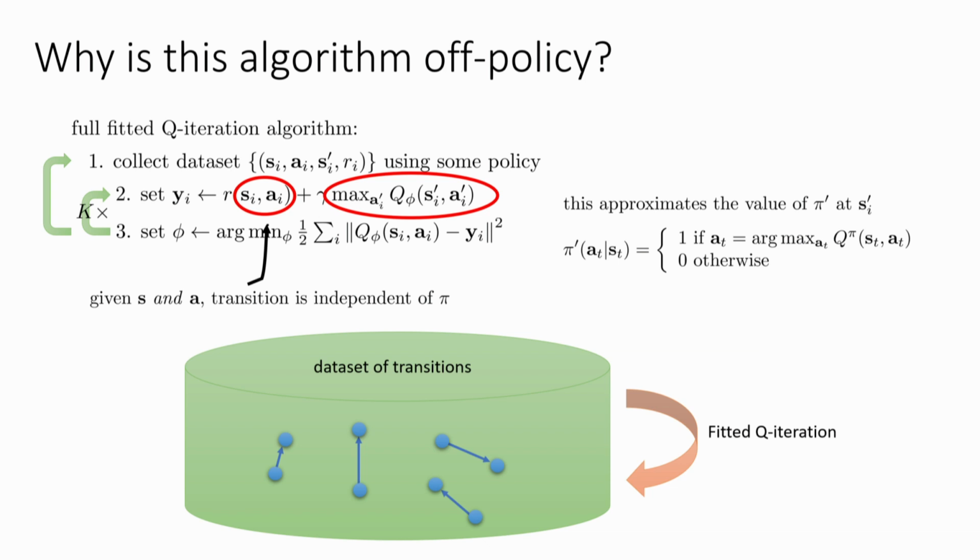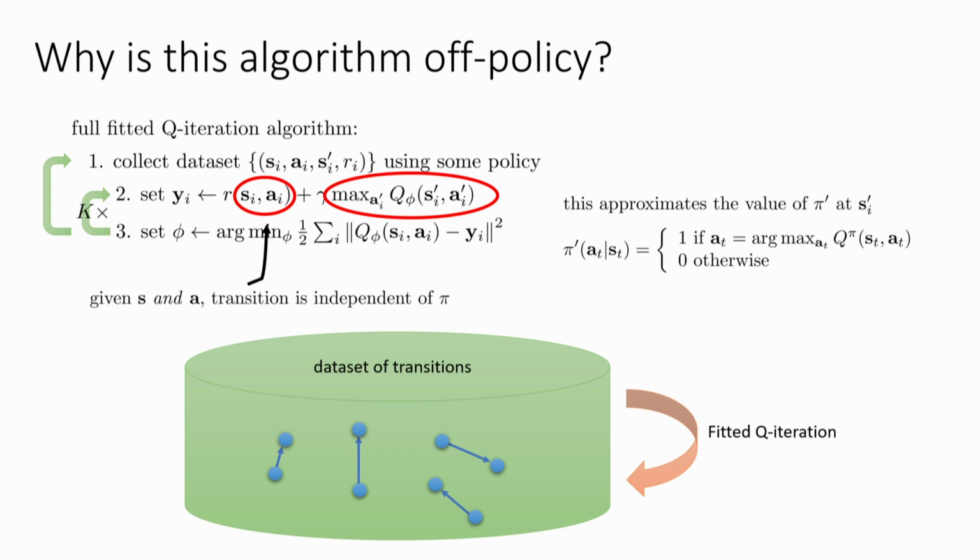Yes? How do we decide when to exit the loop between the bottom two and go recollect our data set? Yeah, good question. So the question was, how do we decide when to exit the loop between step 2 and step 3 and jump back out to step 1? Another way to phrase this question is, well, if it's an off-policy algorithm, why the heck do you ever need to have this outer loop? Why can't you just collect all your data once at the beginning and then just repeatedly learn on that data?